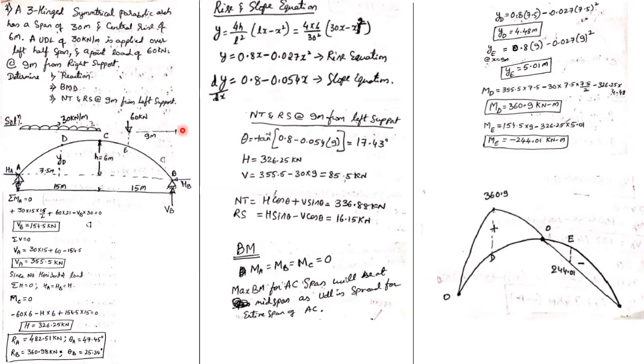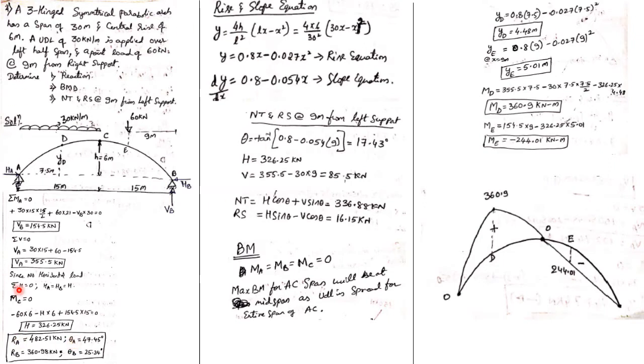Either you take left side or right side. I have taken here the right side, that is minus 60 into 6, because 60 produces hogging. Then HB also produces hogging, that is minus HB or H into 6. Then plus VB, that is 154.5 into 15 is equal to 0. Then after getting this, we have VB, VA and we have H. So from that find out RA, RB, theta A and theta B.